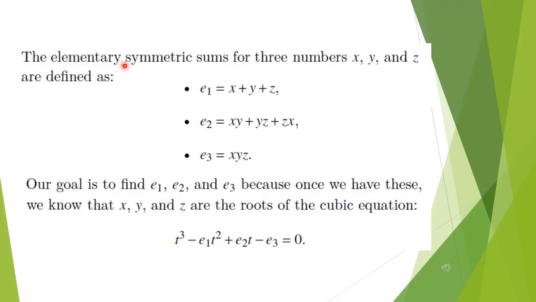The elementary symmetric sums for 3 numbers x, y, and z are defined as E sub 1 equals x plus y plus z, E sub 2 equals xy plus yz plus zx, E sub 3 equals xyz. Our goal is to find E sub 1, E sub 2, and E sub 3, because once we have these, we know that x, y, and z are the roots of the cubic equation t cubed minus E sub 1 t squared plus E sub 2 t minus E sub 3 equals 0.